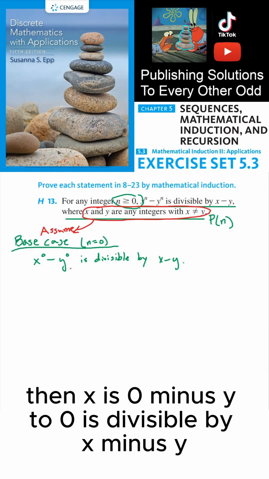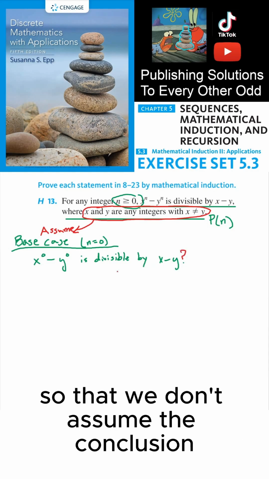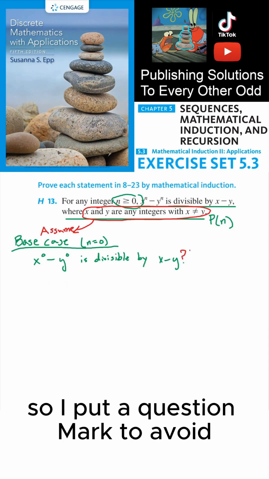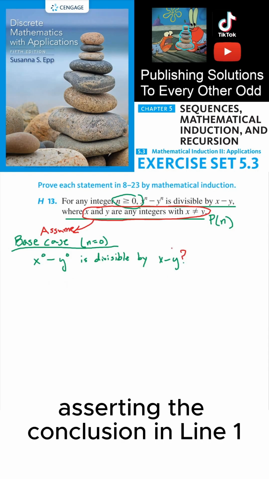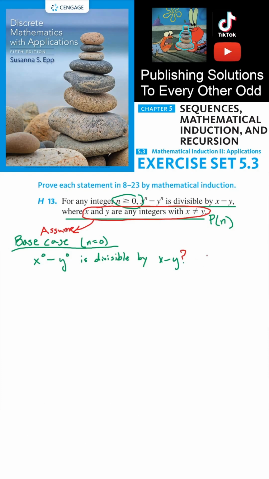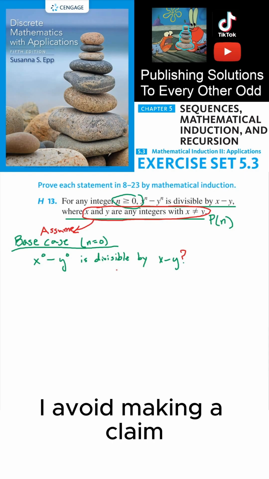Then x to the 0 minus y to the 0 is divisible by x minus y. I'm going to put a question mark here so that we don't assume the conclusion. This is a thing that we need to show in the base case in order to prove that the base case is true. So I put a question mark to avoid asserting the conclusion in line 1. We don't want to do that. We want to reach this conclusion. And by putting a question mark, I avoid making a claim.